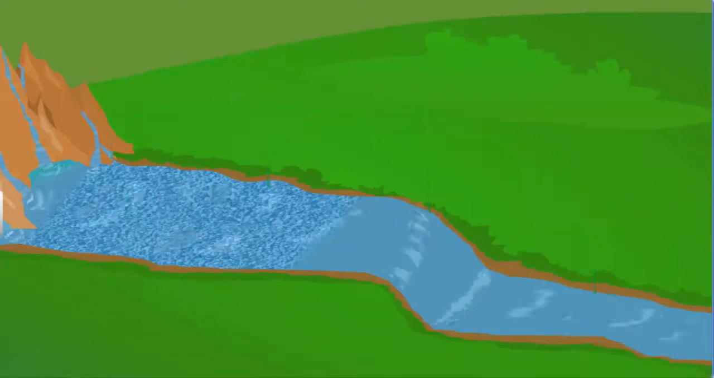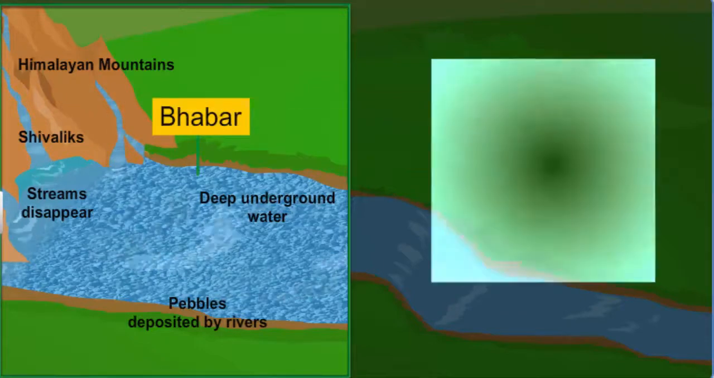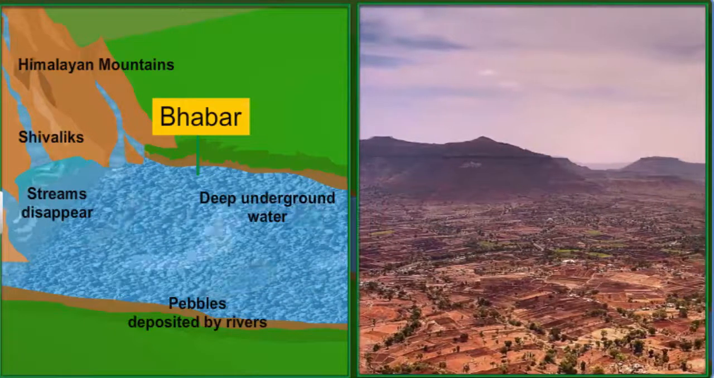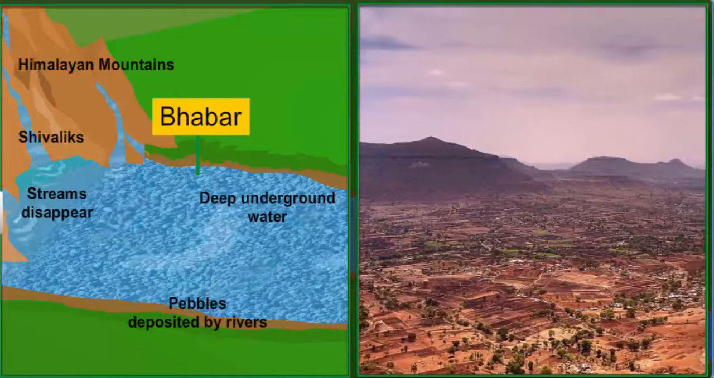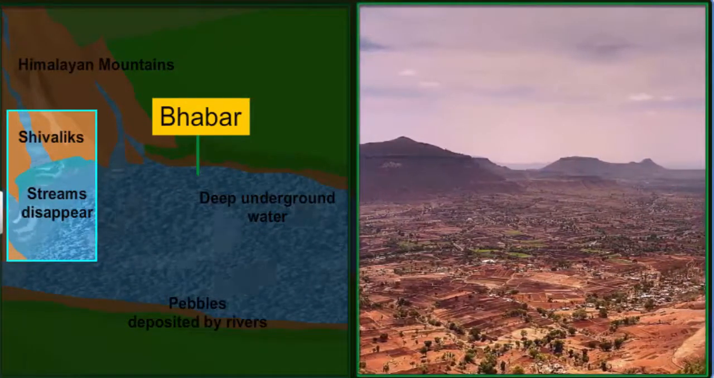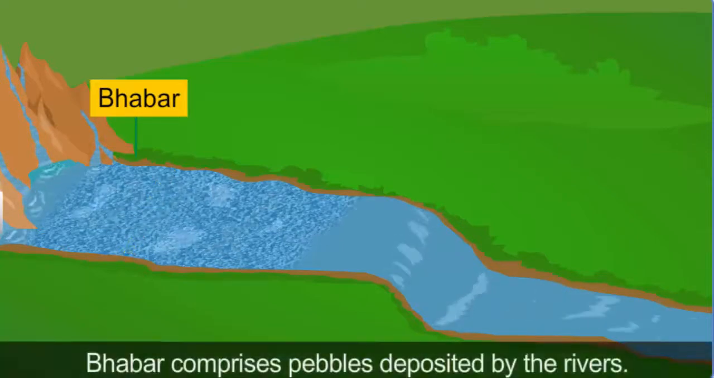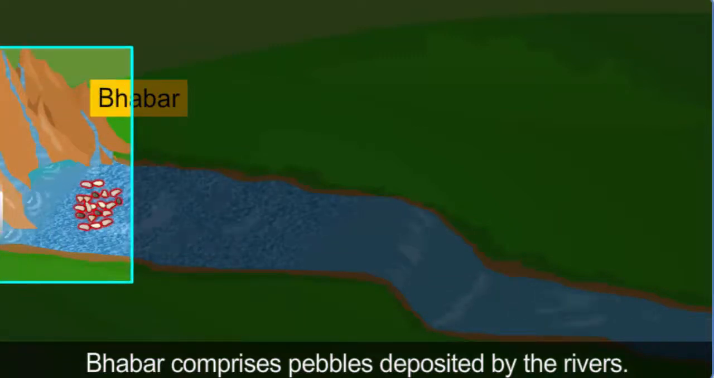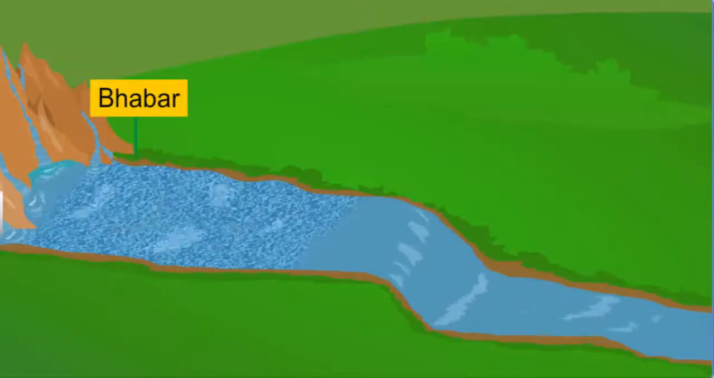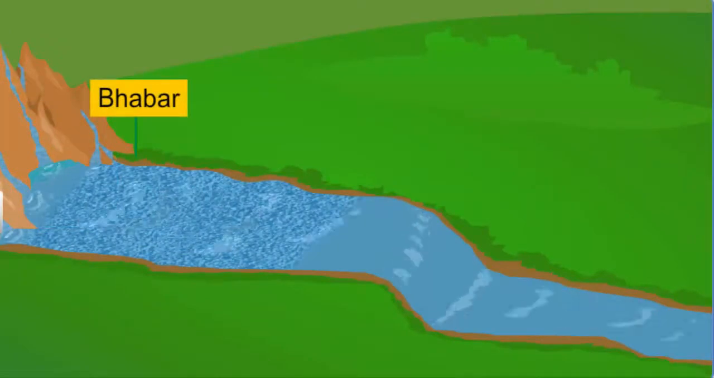We begin with the Bhabar region. The Bhabar region is a narrow belt of level surface in the northern plain, lying parallel to the slope of the Shivaliks. This region is about 8 to 16 kilometers wide and consists of pebbles deposited by the rivers after they flow down from the mountains. Interestingly, all the streams disappear in the Bhabar belt. Therefore, the level of groundwater is very deep here.